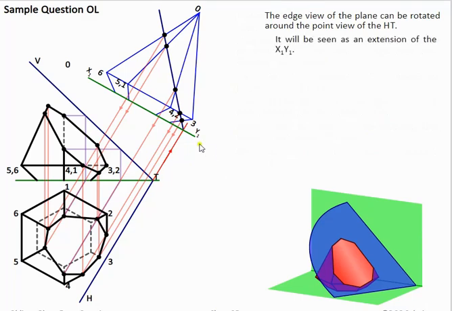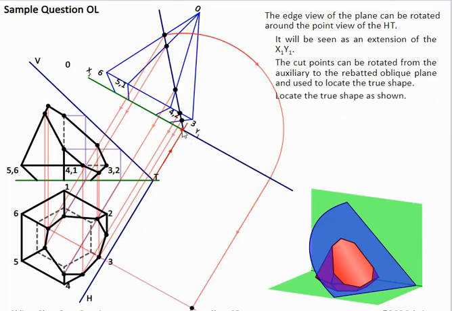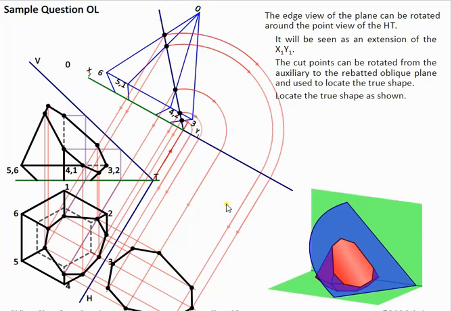Finally now to do the true shape, very simply we take this, rabat it flat onto the ground using HT as a hinge, and then similar to previous questions here where we rotate down all these points around, and then drawing the true shape of this in plan. So this here is the true shape of that cut surface now using this rabatment method here.